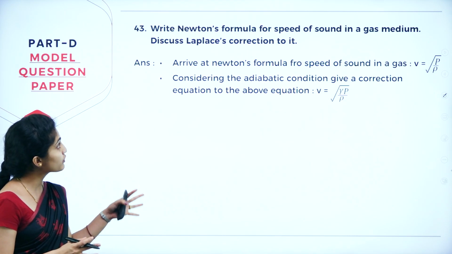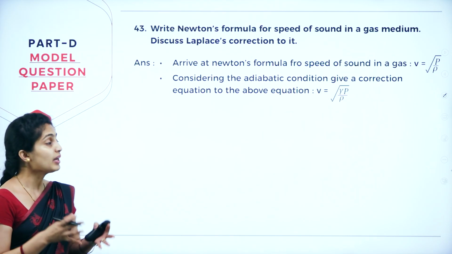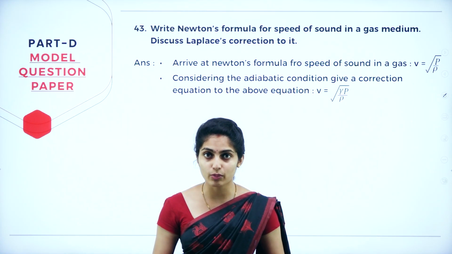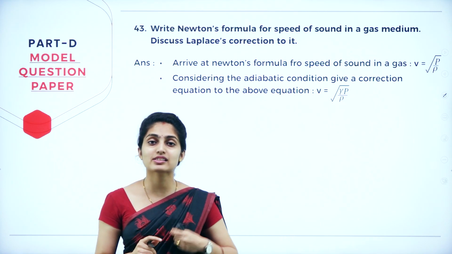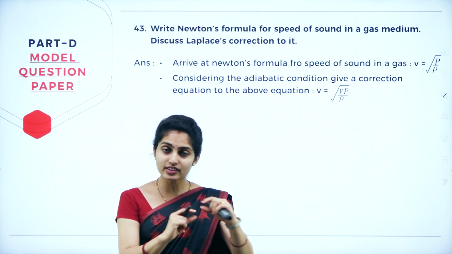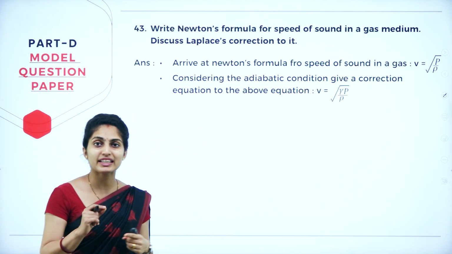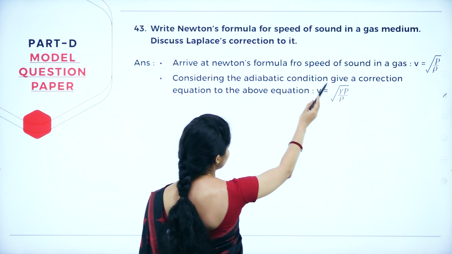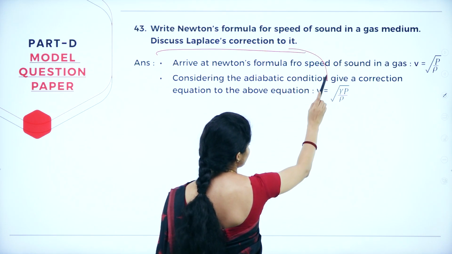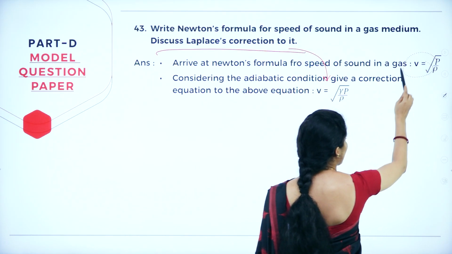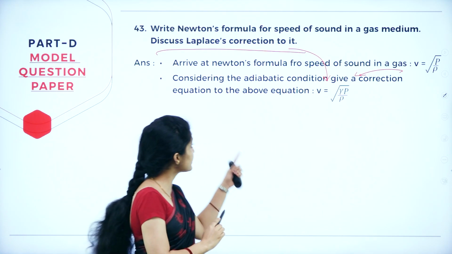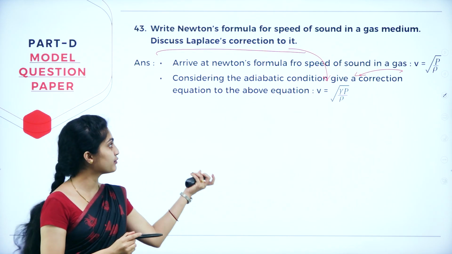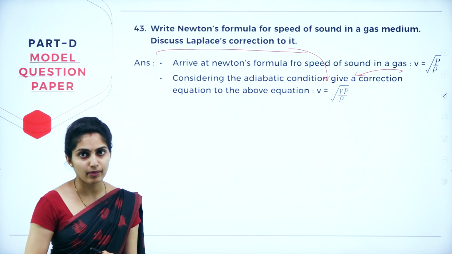After this we will have to write Newton's formula for speed of sound in a gas. That is, write Newton's formula for speed of sound in gas medium and discuss the Laplace correction for it. They didn't ask you to arrive at Newton's formula, so no need to derive it. Just write Newton's formula for speed of sound in gas medium. Then give the Laplace correction to this equation. For the Laplace correction, you will have to derive the equation. So that is all about your 5 marks questions.